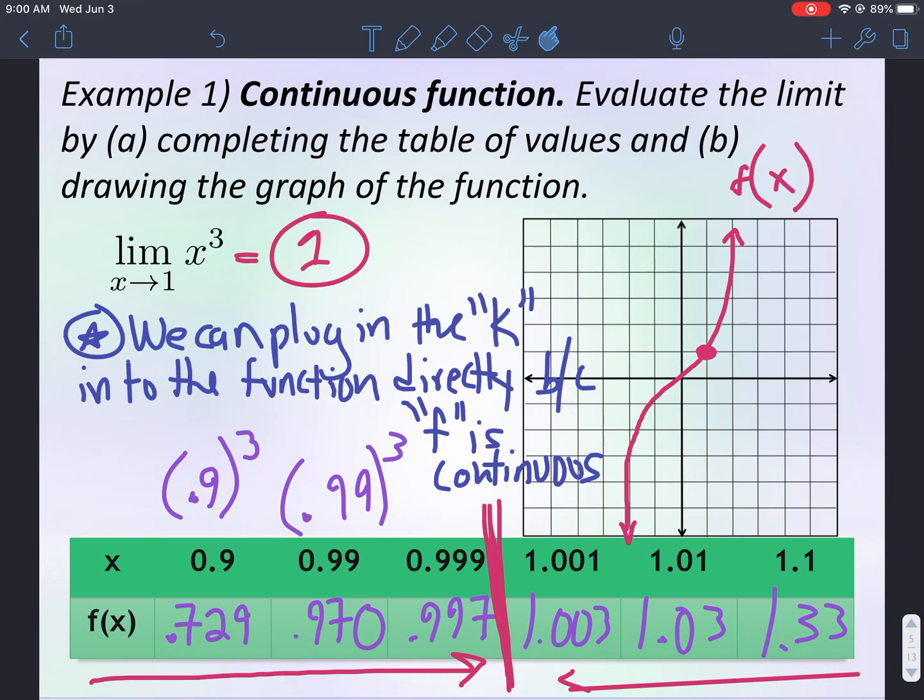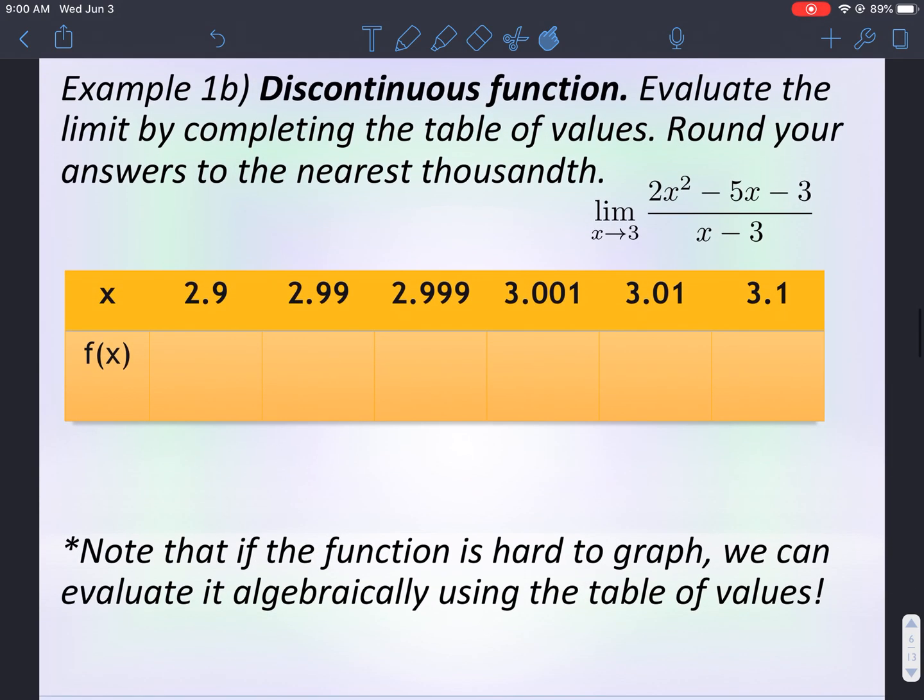The next problem, the next type of problem, is a discontinuous function, something that's not continuous. Evaluate the limit by completing the table of values. Round your answers to the nearest thousandth if necessary. So I would like you to, at this point, pause the video, try plugging in 2.9, 2.99, 2.999, and so on into this function and see if you can guess what the limit as x approaches 3 will be. Go ahead.